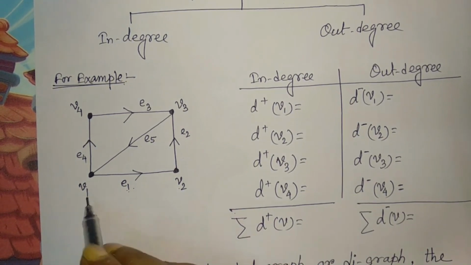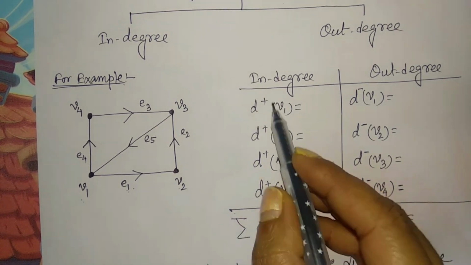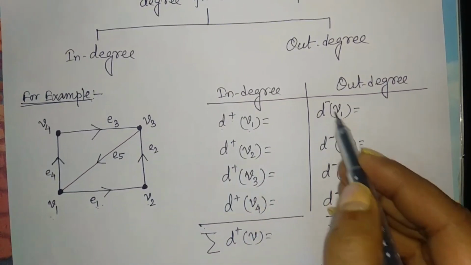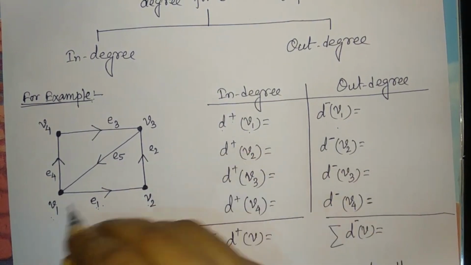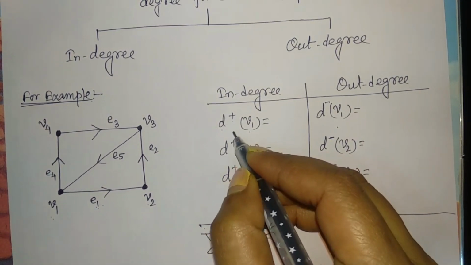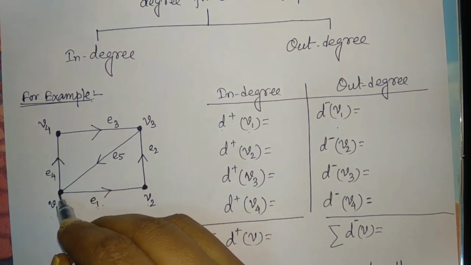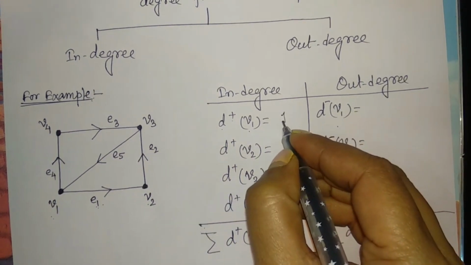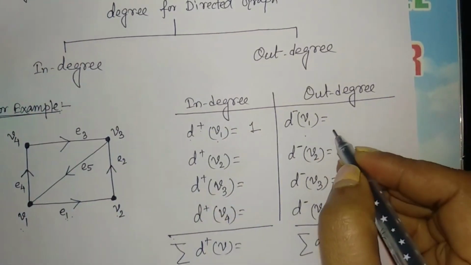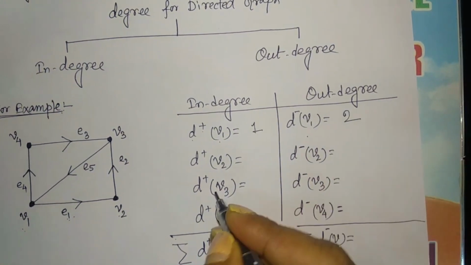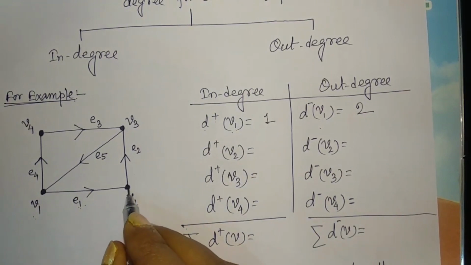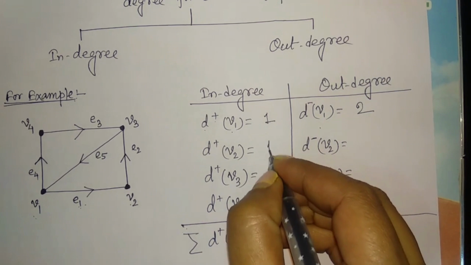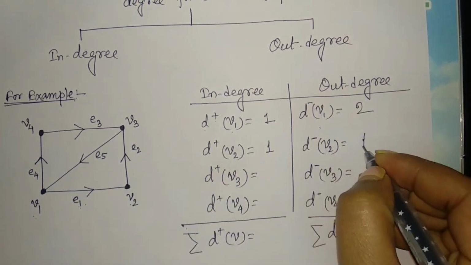So according to that concept, for the vertex V1, we denote the in degree as d plus and the out degree as d minus. For V1, only one edge is coming in, so the in degree is 1 and the out degree is 2. Accordingly, for the vertex V2, the in degree is 1 and the out degree is 1.